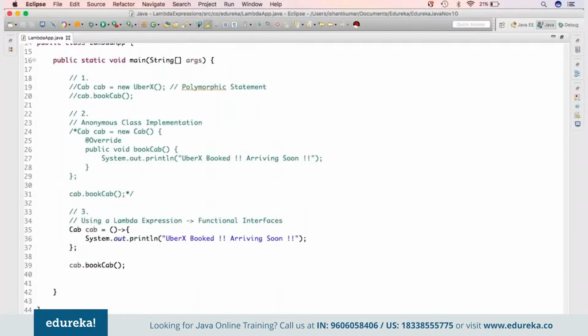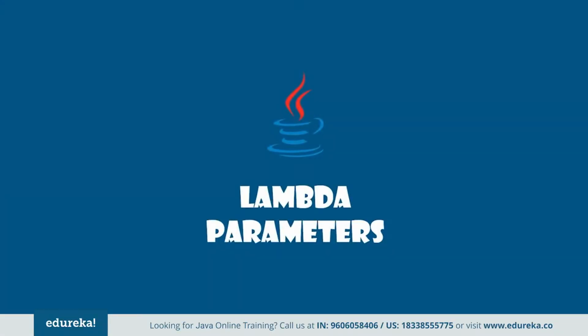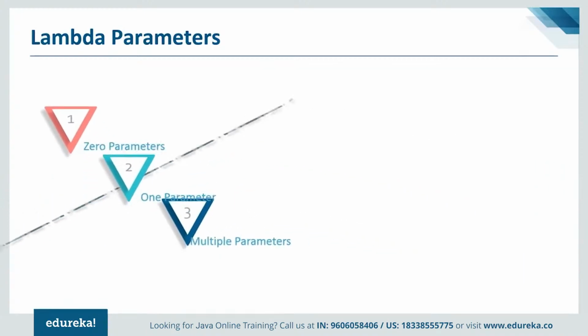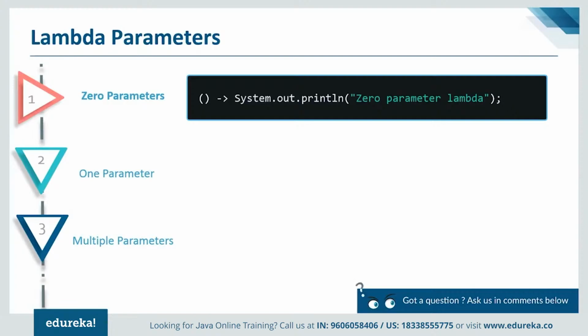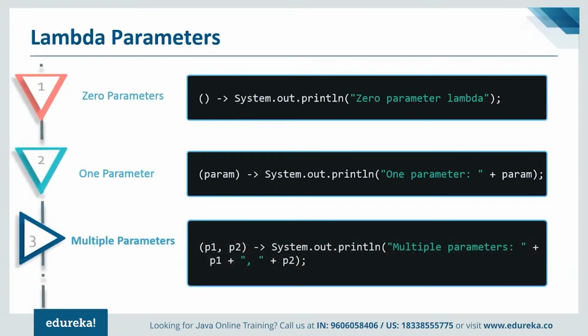Coming back to the presentation now. Once we know what a functional interface is and how to write a Lambda expression, a Lambda expression can take no parameter, that's like zero parameters, the way a method does. It can take one parameter, and it can take multiple parameters. With zero parameters, you don't pass any parameters, so this is the syntactical approach: in the parentheses, we don't pass any parameter. The other way around, we have one single parameter which we can pass, for example param. We can have multiple params, for example P1 and P2.